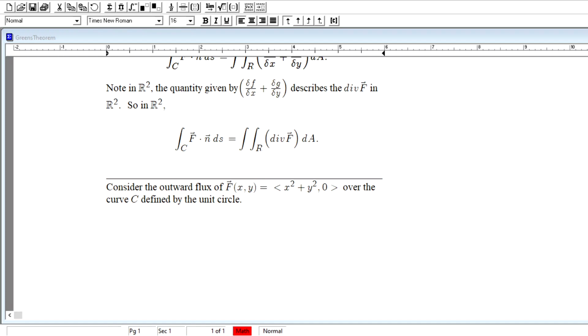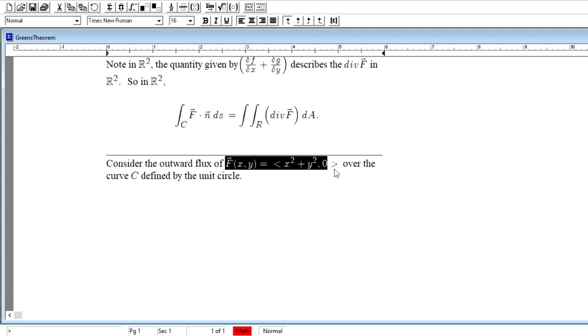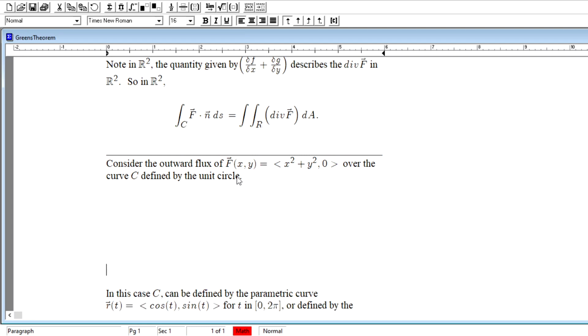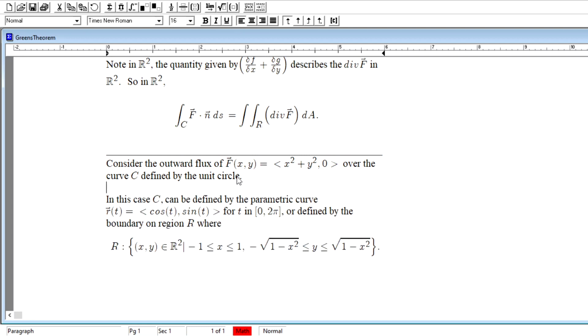In this case, we notice we do have this vector field F bar equal to (x squared plus y squared, 0), right? And it's happening over this curve C defined by the unit circle, the circle in two-dimensional space centered at the origin with a radius of 1 unit. In this calculation, what we do notice is that C can be defined by the parametric curve r of t equal to (cosine t, sine t) for t in the interval from 0 to 2 pi.